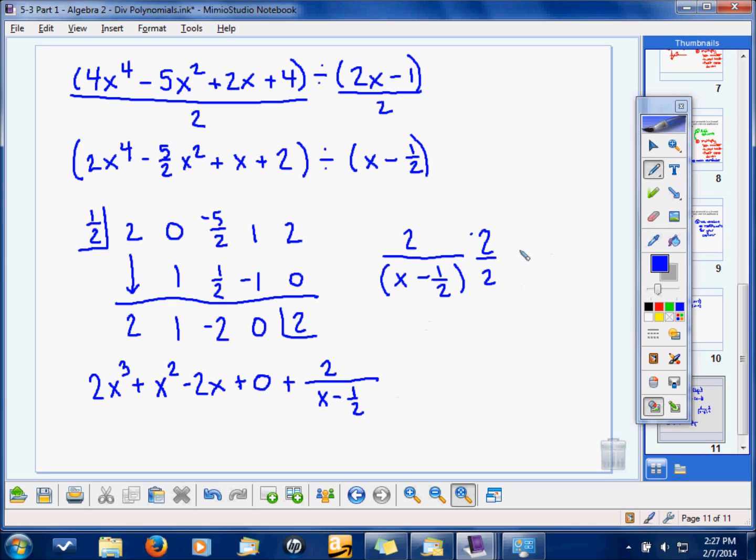So we get 4 over 2x minus 1, which is really what we kind of started with anyway. But it's that last little step for the remainder. Then we want to completely clean it up. 2x to the third plus x squared minus 2x. We don't rewrite the 0 because that was just hanging in that spot for us. Plus 4 over 2x minus 1. And that's as mathematically pretty as we can get it. This is the answer right here.